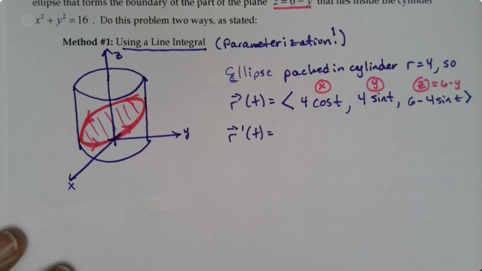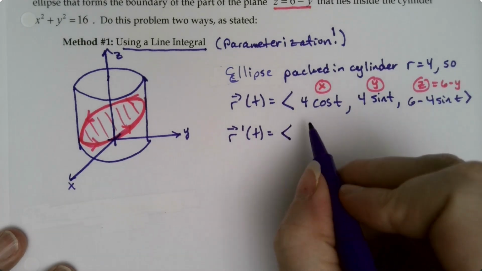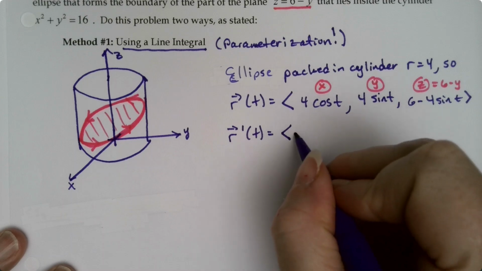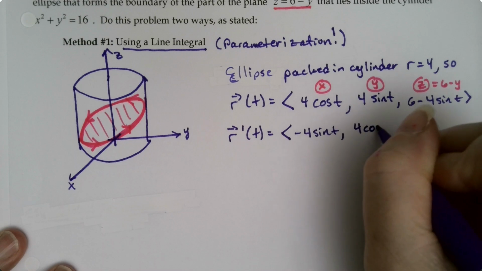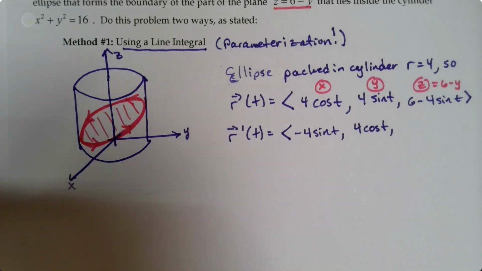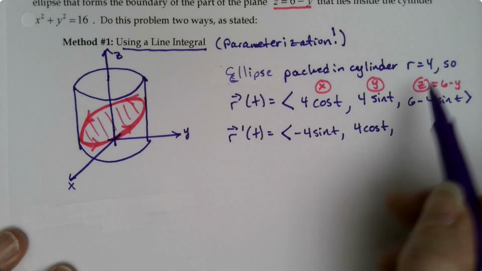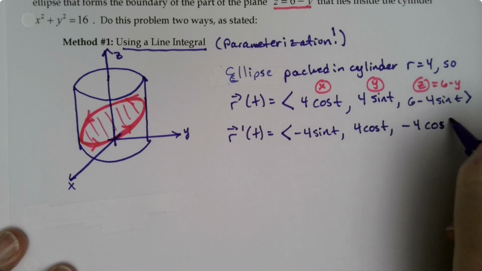Because that's how we're going to find this integral. All right, so r prime would be the derivative of cosine, which is negative sine, the derivative of sine is cosine, and the derivative of 6 is 0. So this is going to be negative 4 sine t, 4 cosine t, 0.